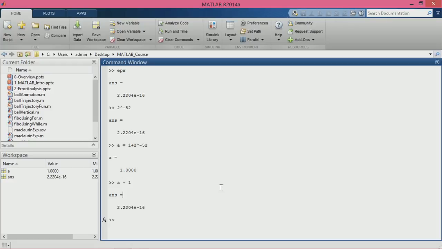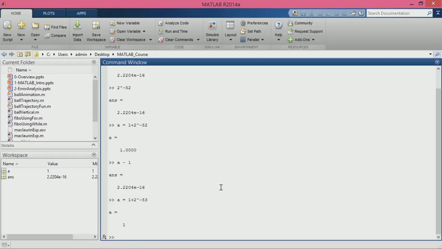However, what if we write A equal to 1 minus 2 to the power minus 53? This number is going to be indistinguishable from 1. If we say A minus 1, we are going to get a result of 0. Okay. So, what this means is that MATLAB has a least count of 2 times 10 to the power minus 16, and that is what is known as the machine precision.